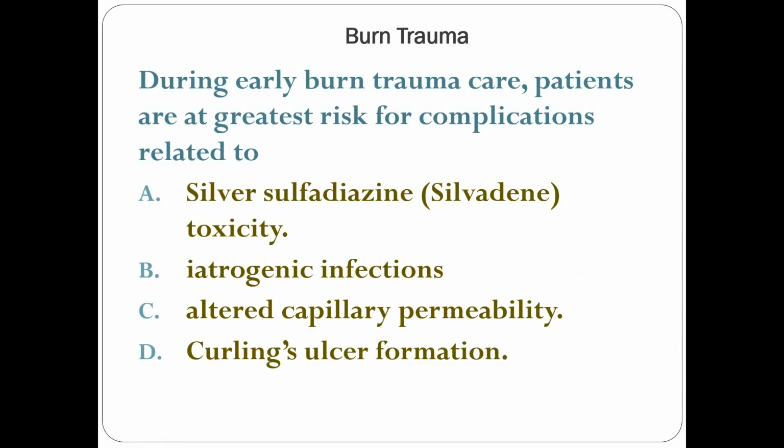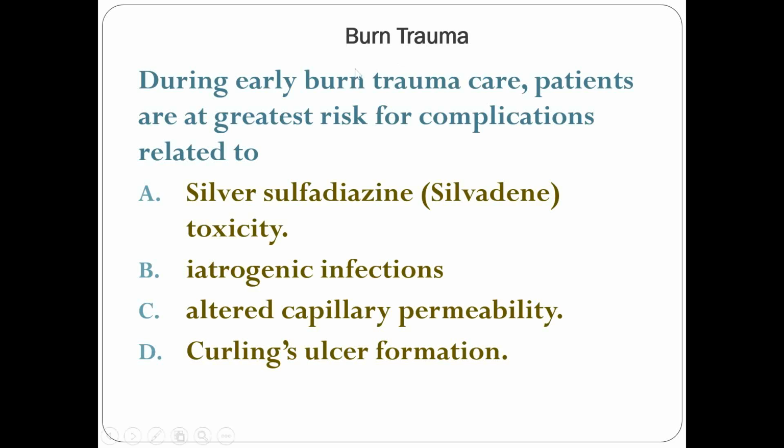During early burn trauma care, patients are at greatest risk for complications related to... All right, with this answer choice, again, hopefully this is very easy. Really, the most common priority problem is the fact that there is altered capillary permeability, which means that there's a whole lot of leaking. Things are moving from the vascular space into the tissue space, and therefore there is a lot of fluid that is lost, and in addition, proteins will also move from the capillary or the blood space into the tissue space. So that's the greatest complication.